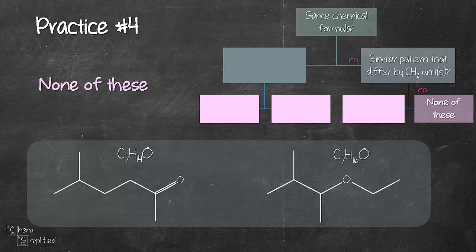So that's the classification. So we're done going through how to use an easy flowchart to classify a given pair of compound as homolog, isomer, same compound, or none of these.